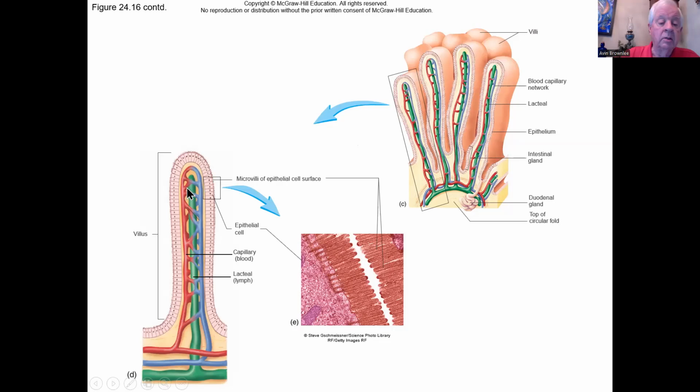The arteriole will continue with a capillary bed, and then the capillaries will run into a venule and exit the villus. So every villus has a supply of blood going up into it and coming out of it, and it is the blood in the villi that absorbs all of the polar molecules that are produced during digestion.